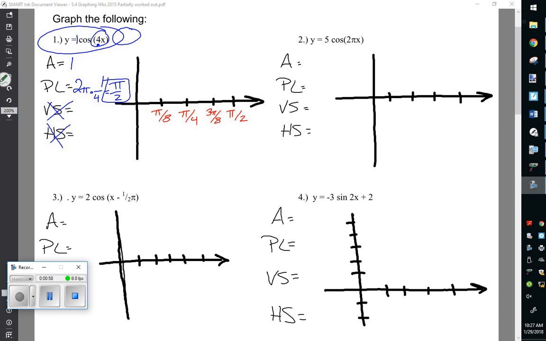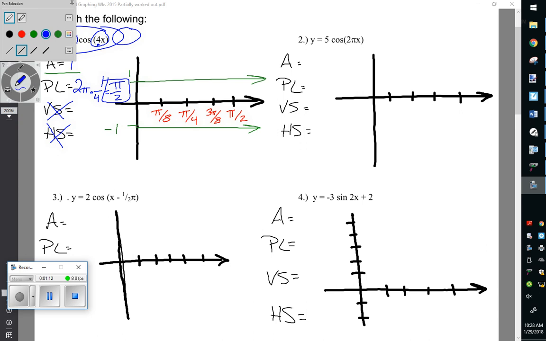Once I've done that, I'm doing amplitude. My amplitude is 1, so I go up 1 and down 1 to -1. That's the top. That's the bottom. My midline is still in the middle. I'm graphing cosine, so cosine starts at the top. So I'm going to put my first dot right there. Middle, bottom, middle, top. Connect the dots. There's number 1.